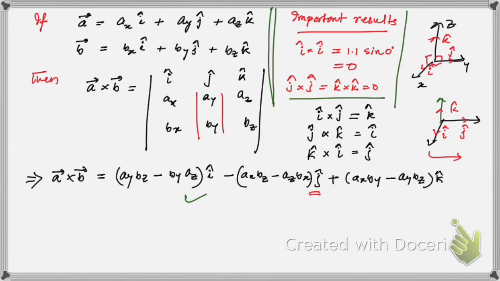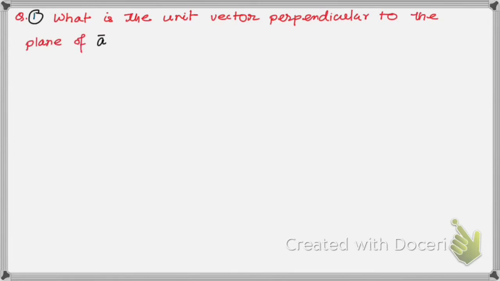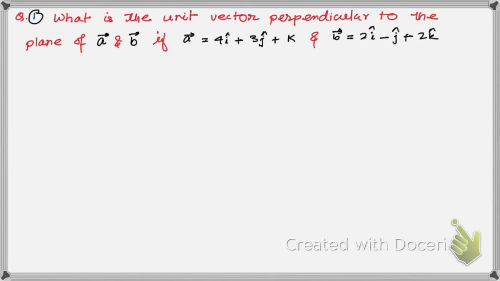So now let me show you some problems. Let us solve some problems. Okay, so here you see the first question: find the unit vector perpendicular to the plane containing the vectors a and b, if the vector a is this one. So let me write the vector a, and vector b is this, right? So now let us solve it. Let me write the given vectors first. These are the given vectors.